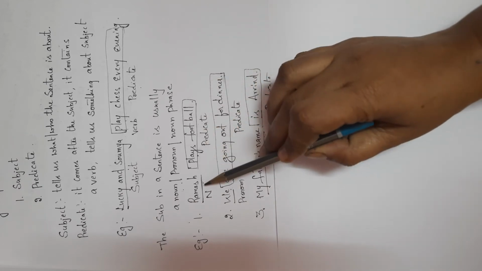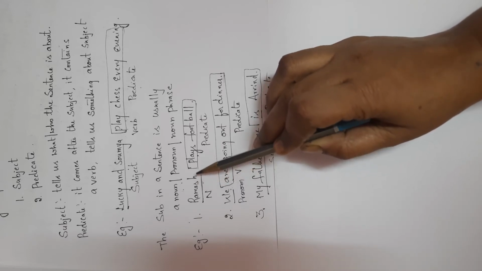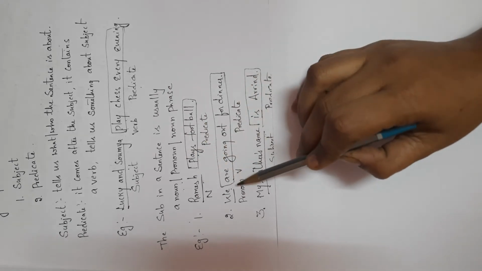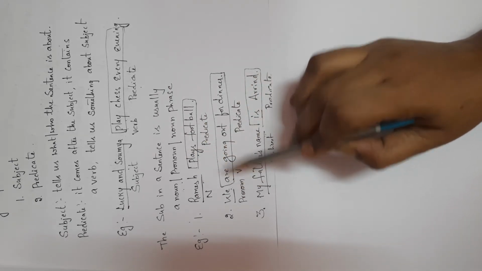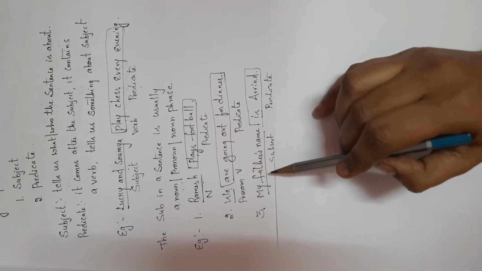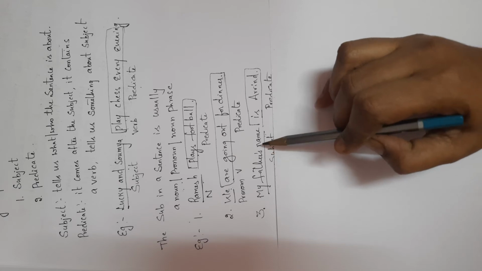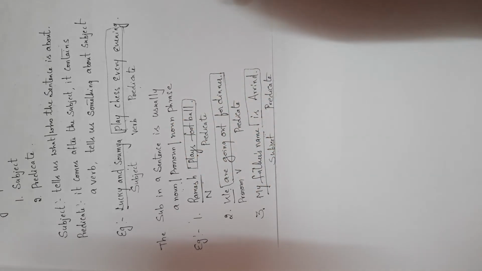In the first sentence, the subject in a sentence is usually a noun, as we have seen. Ramesh is a noun. The subject can be a pronoun, as we have seen in the second example. A subject can be a noun phrase, as we have seen in the third example. The subject in a sentence is usually a noun, pronoun, or noun phrase.